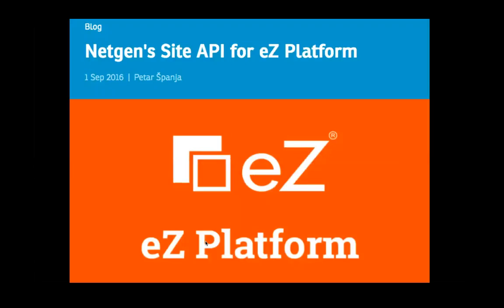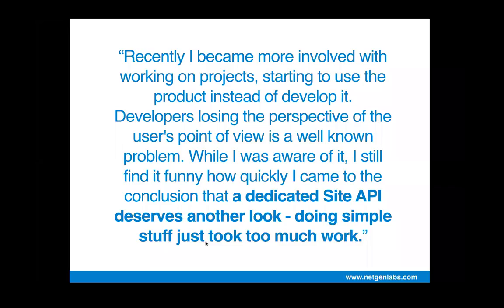We released Site API last year, 2016. I read this blog post again yesterday, and I found this really great quote from Petar. The main point is that he was involved in the product itself, and once he was out of there and started building things with the product he helped build, he really soon realized that we need a dedicated Site API. It's just too much work in any other situation.